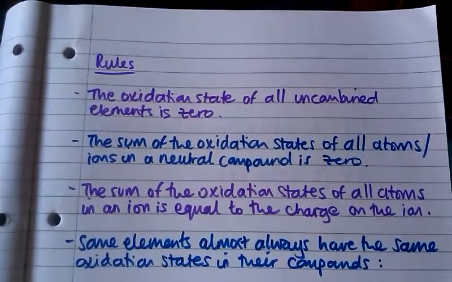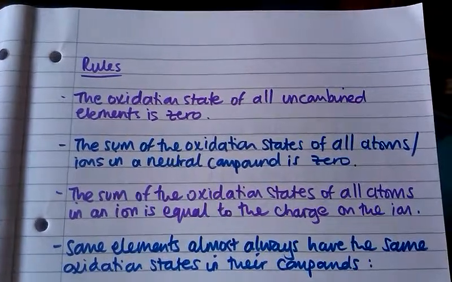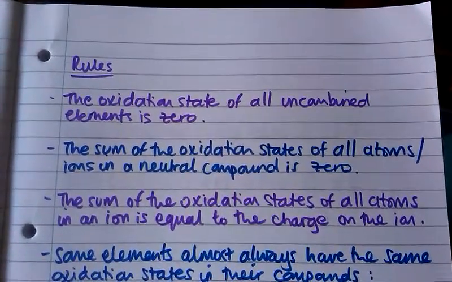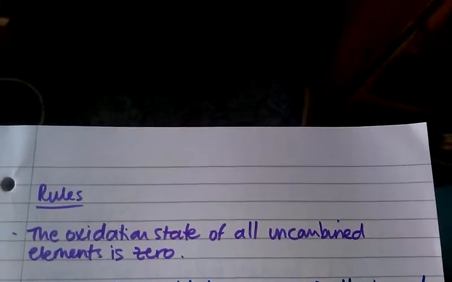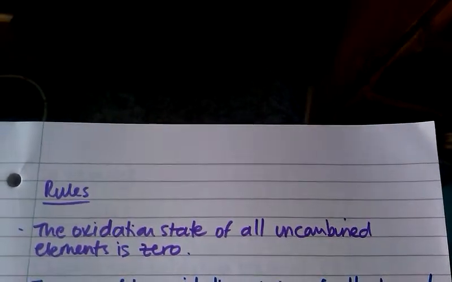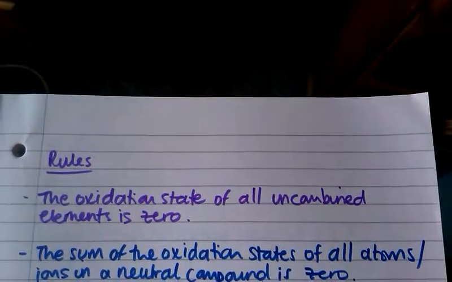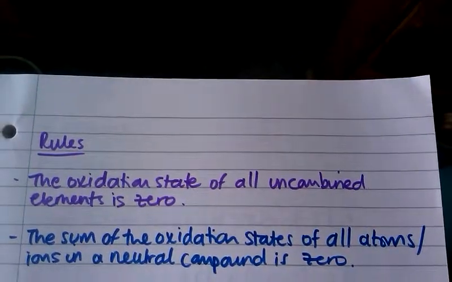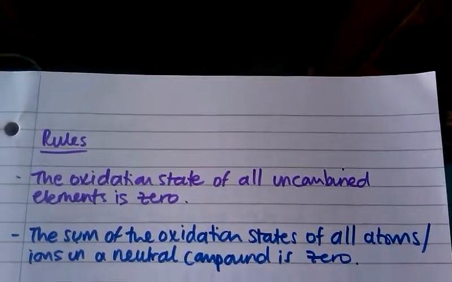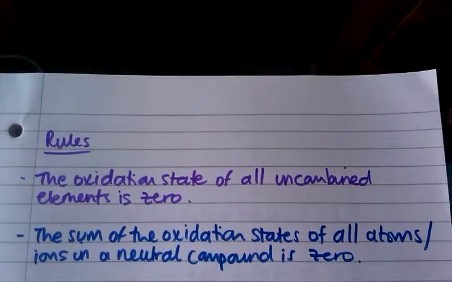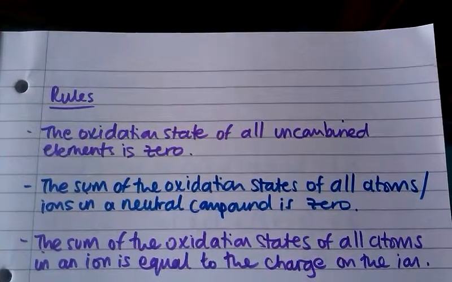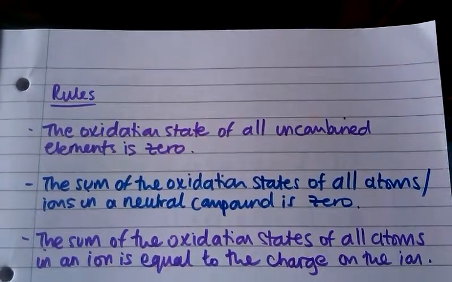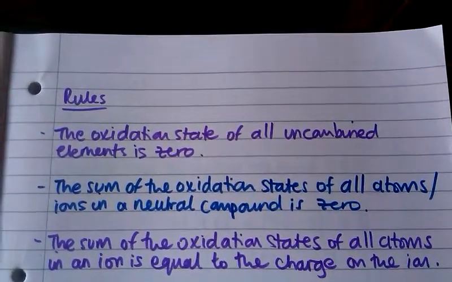Okay, there are just some rules that you'll need to learn for oxidation states. So firstly, the oxidation state of all uncombined elements is 0. It doesn't matter what the element is. The sum of the oxidation states of all atoms or ions in a neutral compound is 0. The sum of the oxidation states of all atoms in an ion is equal to the overall charge on the ion.